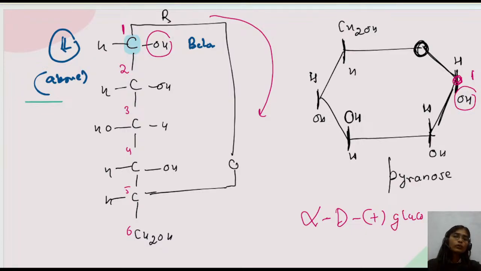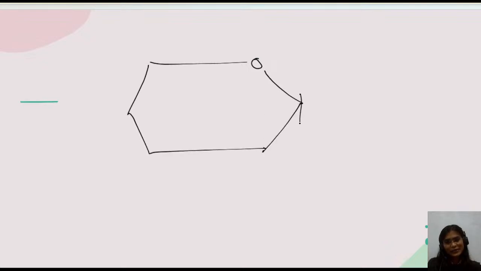Ma'am, if I want to draw the beta D, everything will remain the same. Only what is happening? The first carbon differs. Okay, let me draw the beta D as well. Again, I know the structure. Soon you will be habitual as well. Now only the first carbon is different, which is above the plane. So hydrogen, and then this is OH, OH.